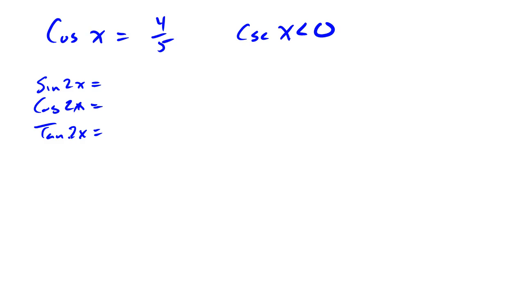Where to start? Boy, this is a trig class. Where to start? Draw a picture. Draw a triangle. It's all about triangles. This cosine x equals 4/5. Boy, that's a lot of information there.